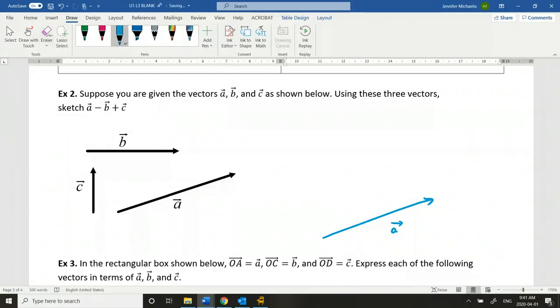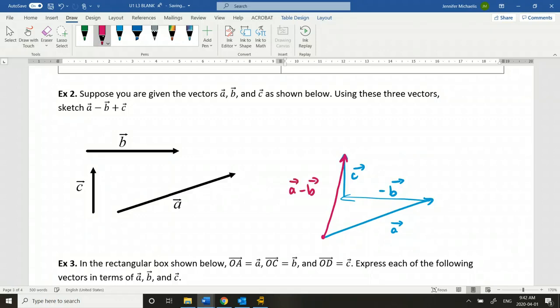That was not great. One more time. Also bad. Okay, good enough. So there's our negative b, and then we're going to add c to it. So we'll draw a little c here, and our resultant vector is going to start at the tail of a and end at the tip of c. So that will be our a minus b plus c.